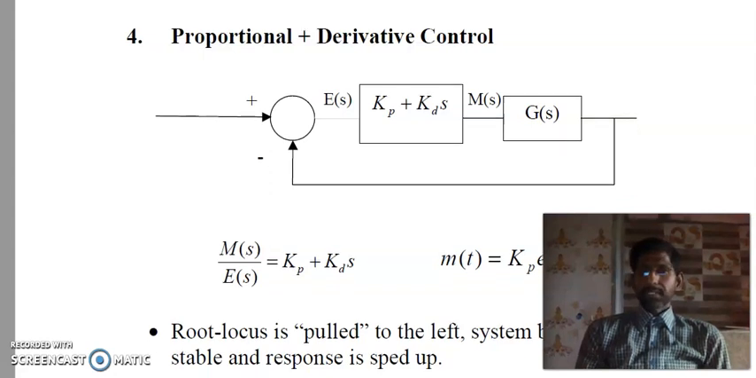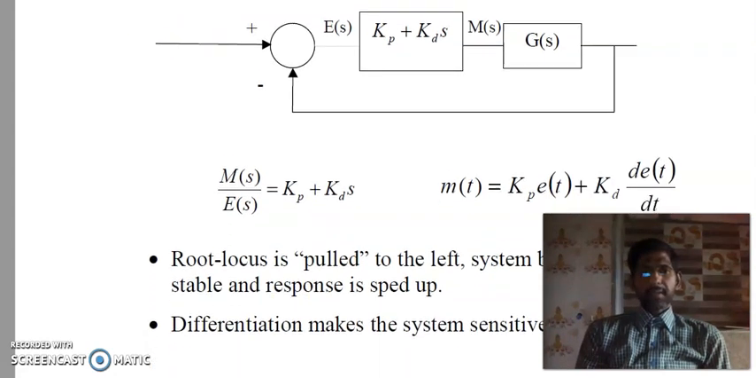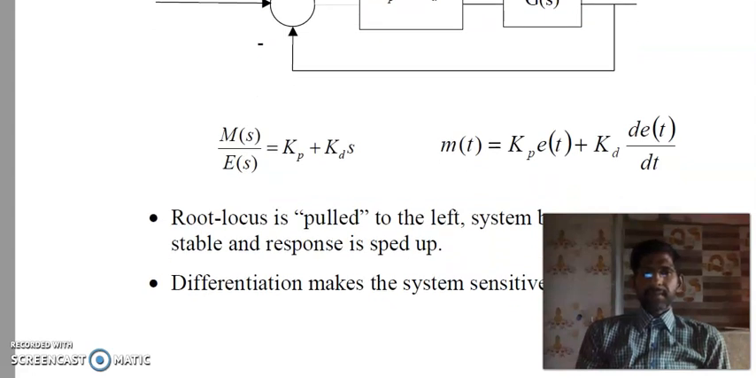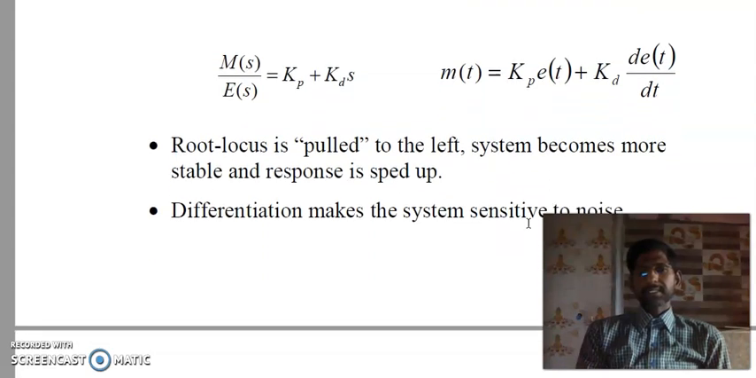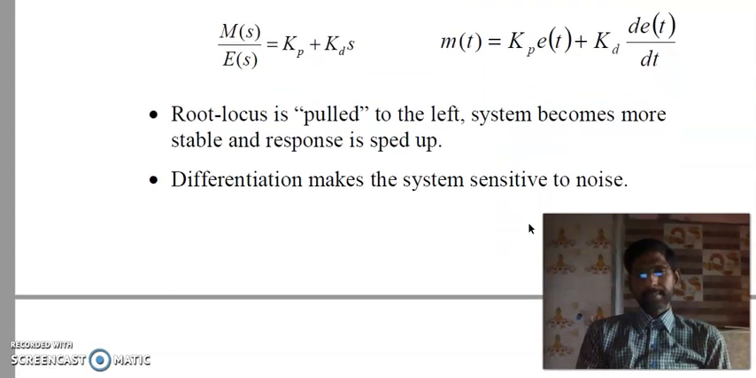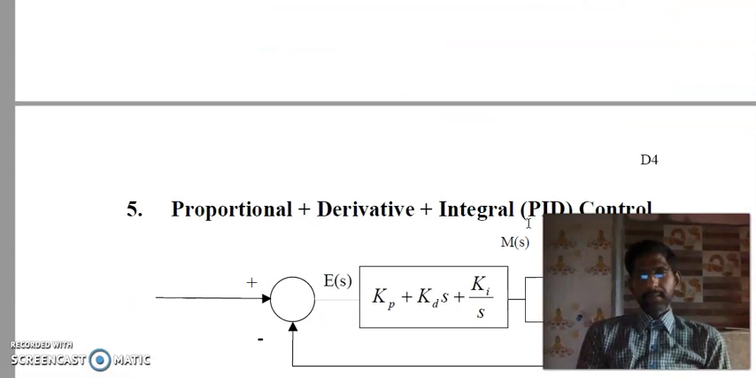Now, in the proportional plus derivative controller, the root locus is pulled to the left because the system becomes more stable and the response is speeded up. The differentiation makes the system sensitive to noise. That's the main drawback.